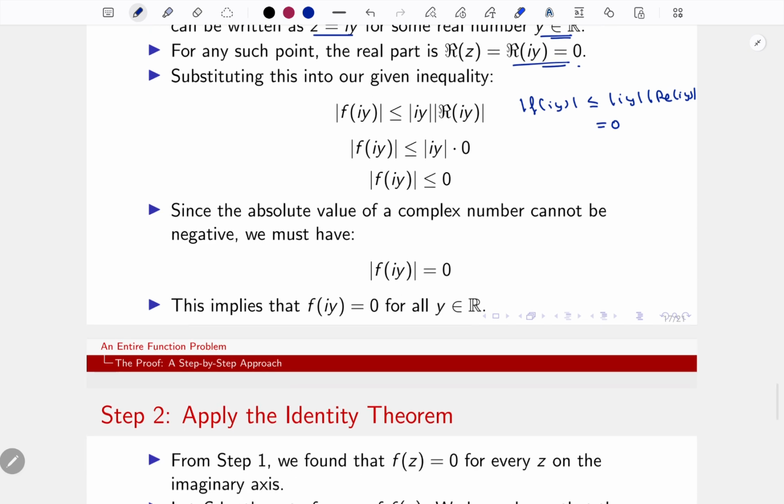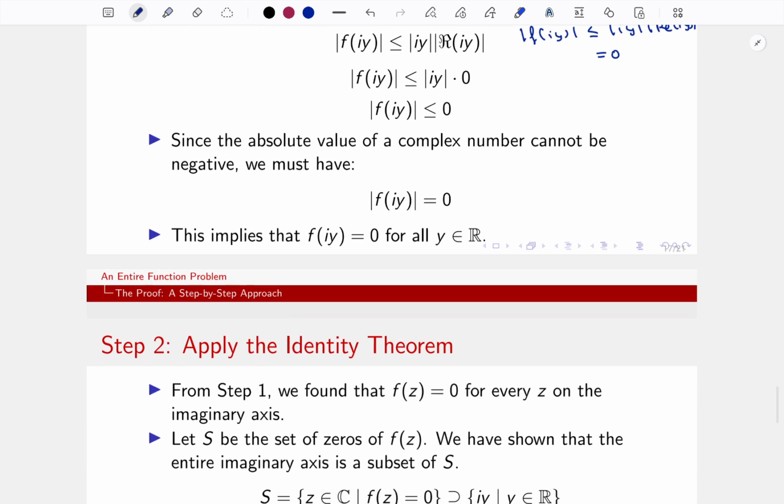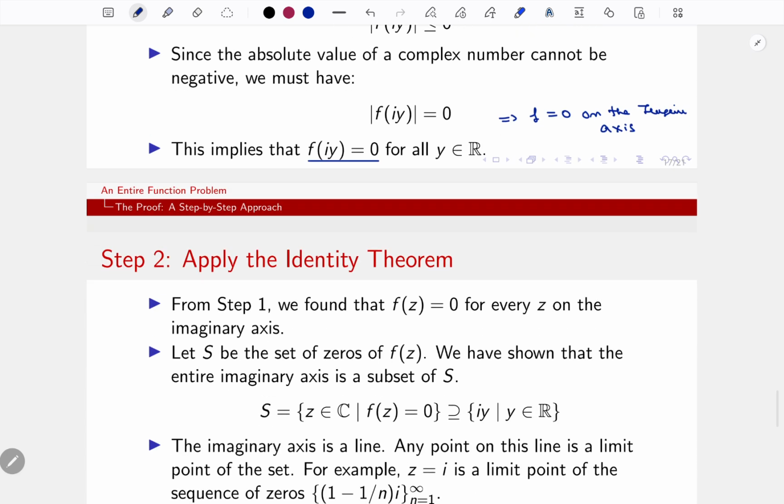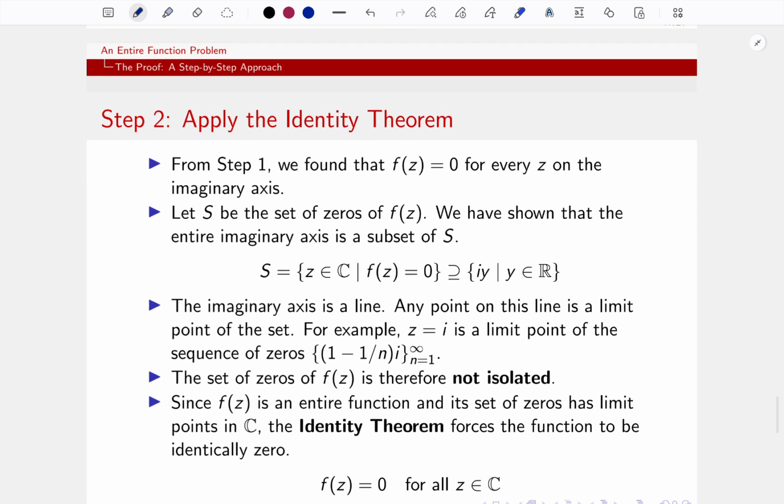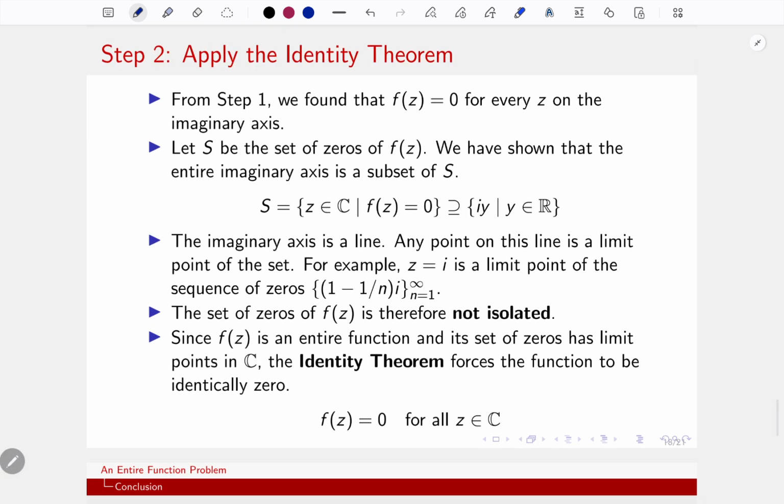But the modulus of something is less than or equal to 0. What does that mean? That means the modulus of f(iy) must be exactly equal to 0. But that means f(iy) is exactly equal to 0 for every real number y, right? That means f is 0 on the imaginary axis. Therefore, the zero set of f consists of the entire imaginary axis, and the entire imaginary axis admits limit points, right?